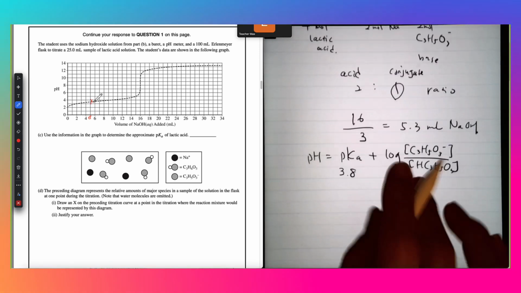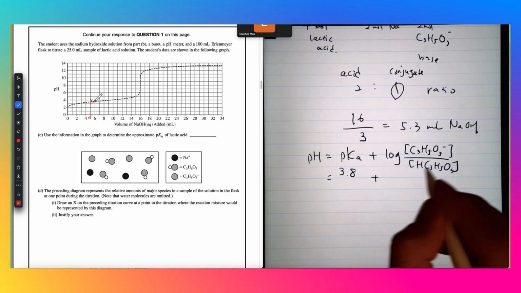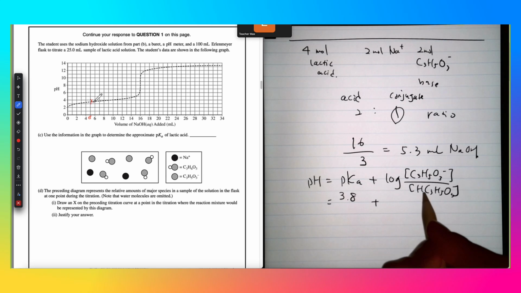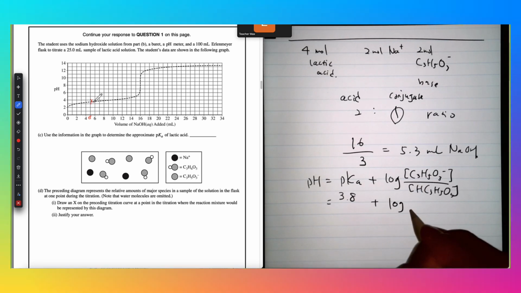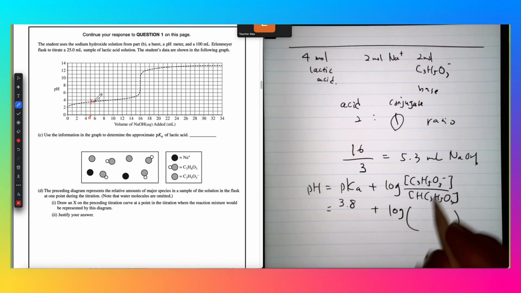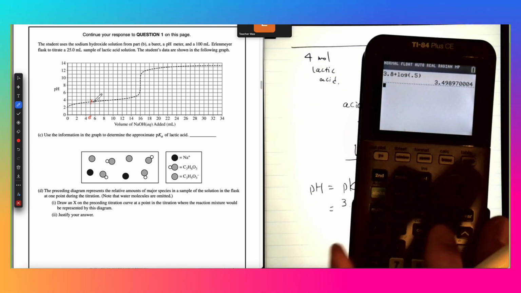Okay, assuming you use this, I use the 3.8. And I'm going to say that the ratio is the acid on the bottom is bigger than the conjugate base here. So I'm going to put 2 to 1 like that. Then 3.8 plus log 0.5 is going to give you about 3.5.